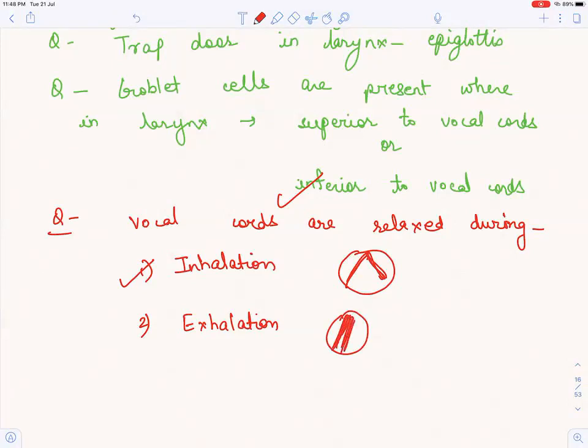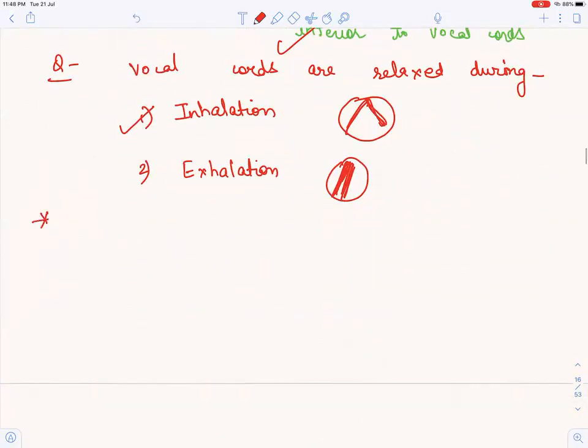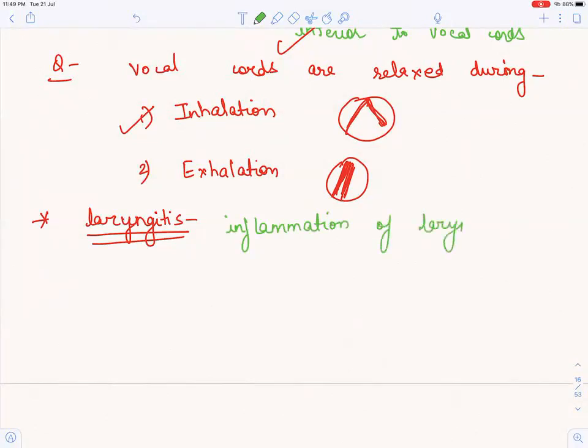What other questions can we think of? One thing I can tell you more: what is laryngitis? It is the inflammation of the larynx. So this is all about the larynx.